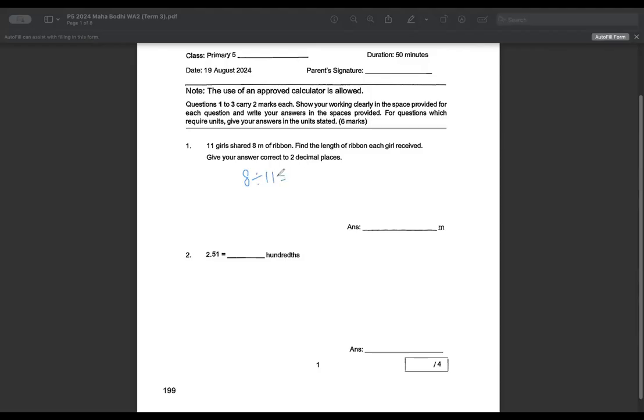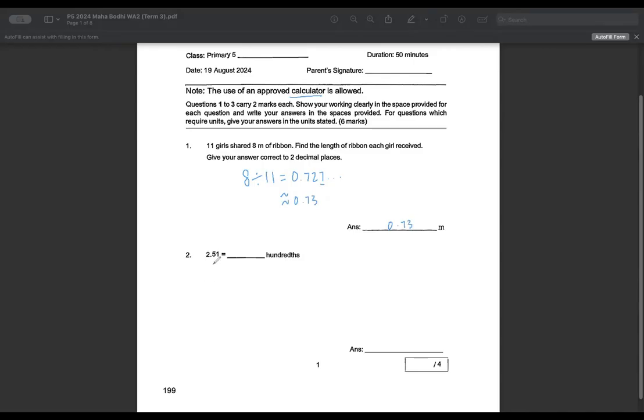Okay, so for this whole paper, you can use your calculator, right? So you key this in your calculator, you'll get a chain of numbers. They just need you to correct to 2 decimal places, so what we need to write down is just one more decimal place than what is required. That would be 3 decimal places. You will get 0.727, okay? And then you round off to 2 decimal places. The 7 here, we'll round up. So we will get 0.73. That's your answer for question 1.